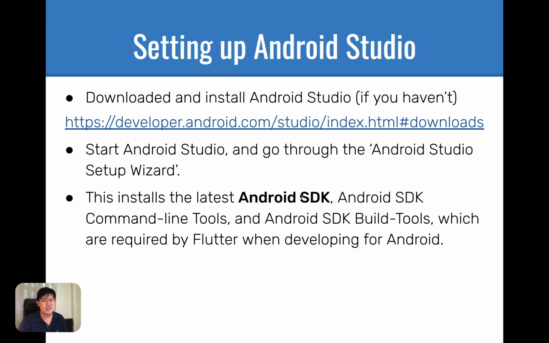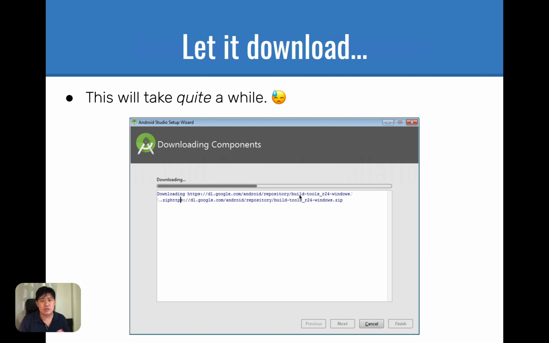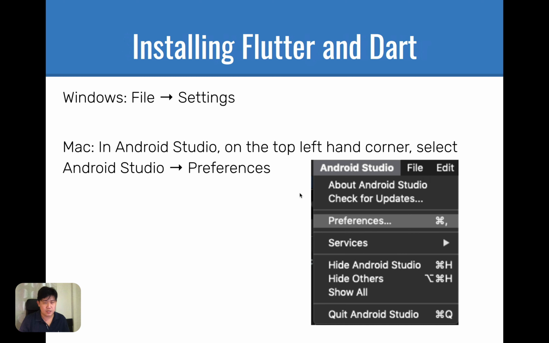For Android Studio, download it and run through the setup wizard. It'll download this thing called the Android SDK, which is the software development kit. It's going to download a whole bunch of stuff, more than 900 megabytes. It's going to take up a lot of space. Let it download and wait. Go and take a nap for about 2 days. Next, you need to install Flutter.